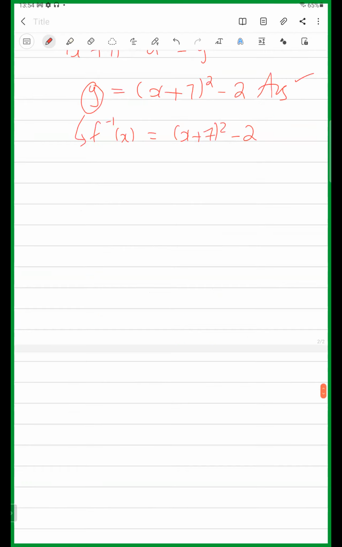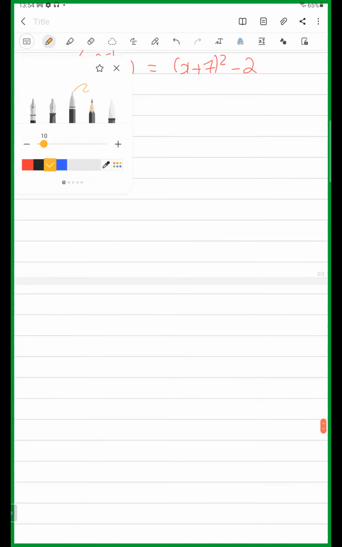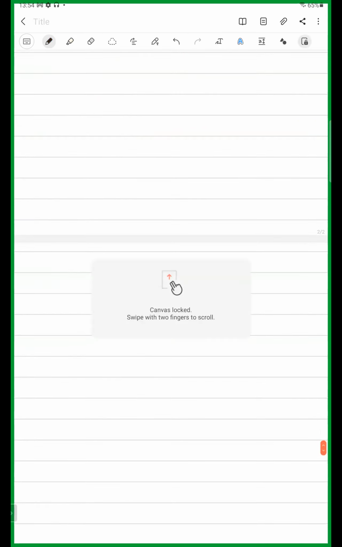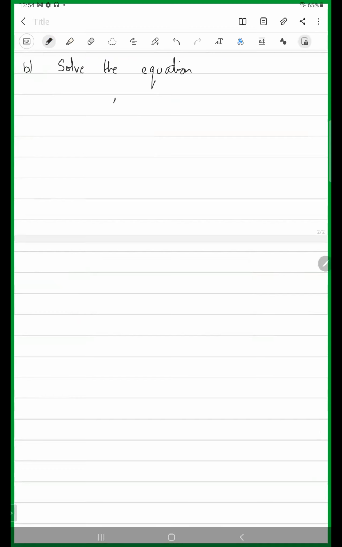And then the next part of the question says solve the equation. Now you need to solve an equation that is f inverse of x is equal to f of 62. Now we already got an expression for f inverse of x. Okay, let me write down both the functions again.